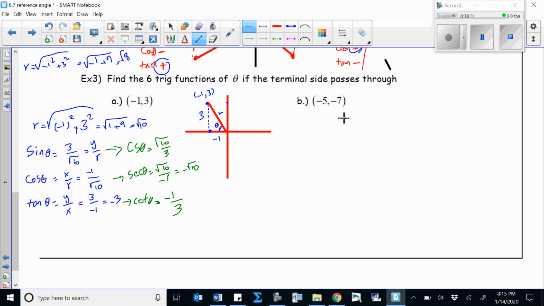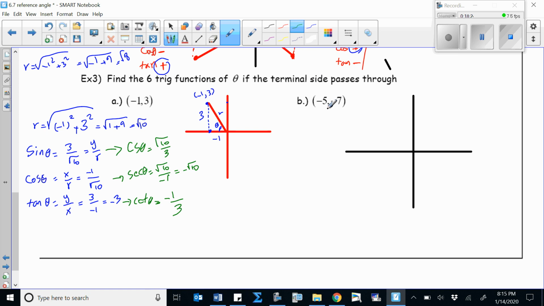Okay. So this time we have the point, the coordinate of this point as -5 and -7. So this is my coordinate plane, and the point -5 and -7 is going to be, let's say this is -5 and this is -7, so the point is going to be somewhere like this, -5 and -7.